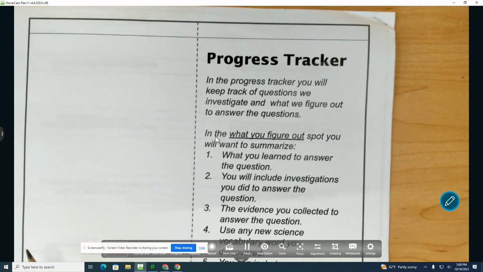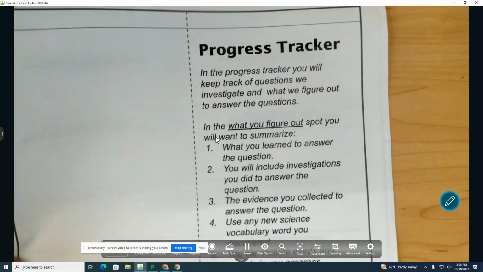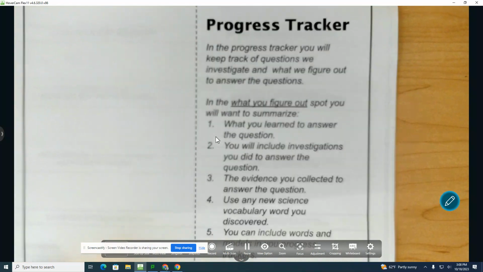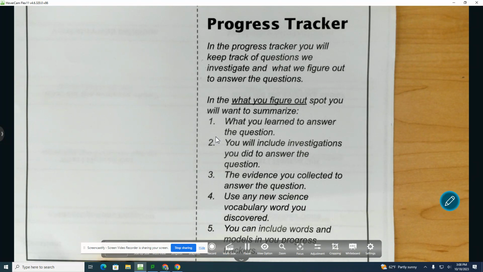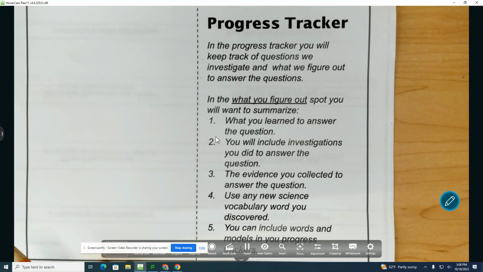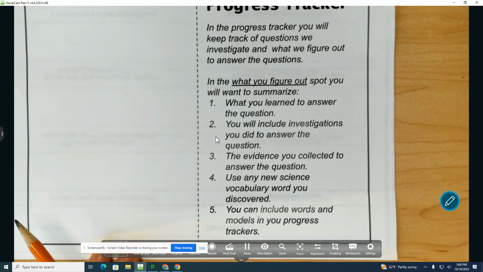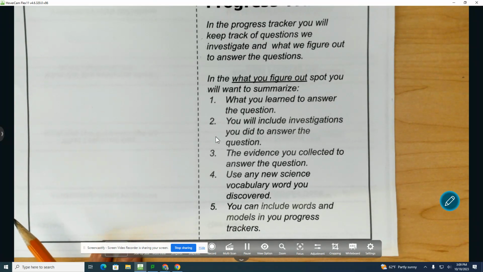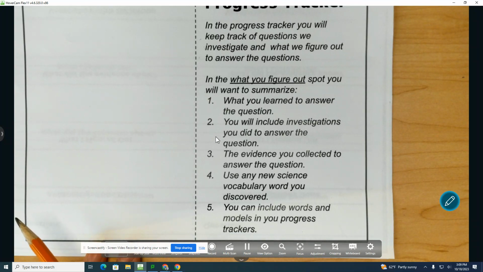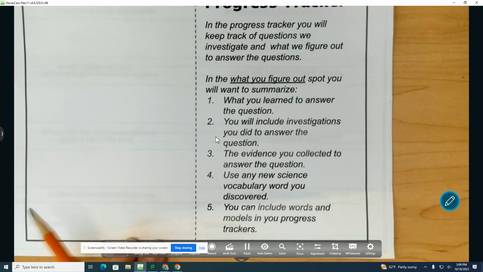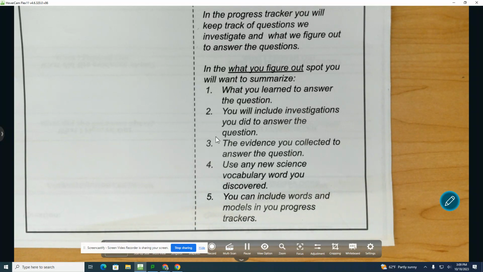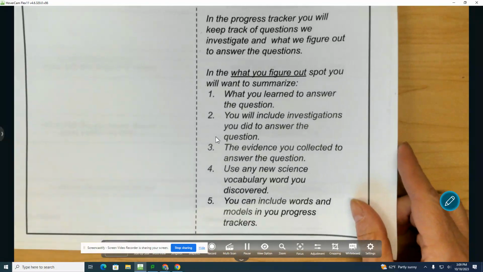So what we're going to do with this is we'll write the question. And then what did we learn that answered that question? What investigations did we do to answer the question? What was the evidence that we collected to answer the question? And what is new science vocabulary that we discovered? Words like evaporation, condensation, open system, closed system. Those are just a few, right? And you can include words and models in our progress trackers. So we do have a lot of models as well.